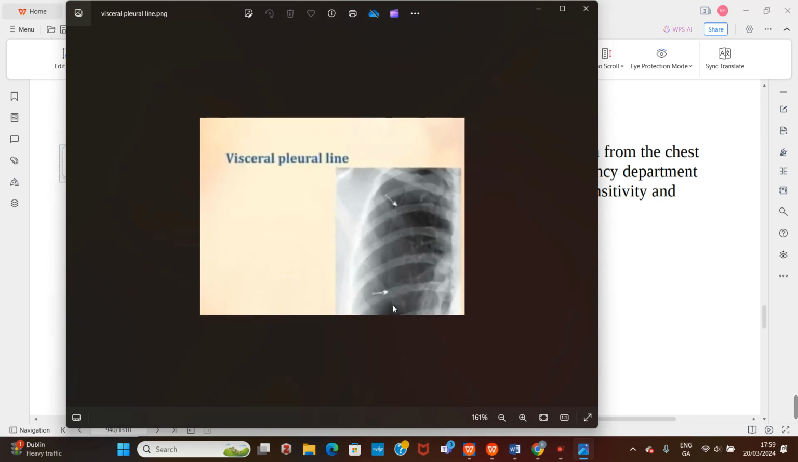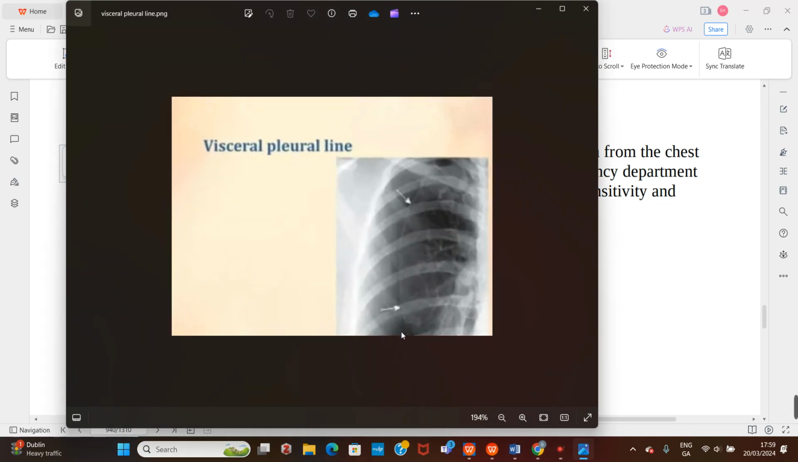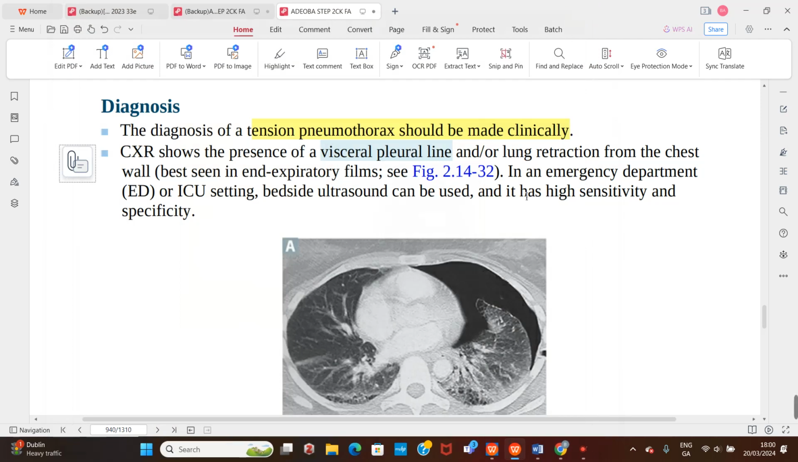Can we see this? Can we see this line? No. Look at this arrow. Can you see this Zoom arrow? Oh, okay, with the arrow. Okay, yeah. This is the visceral pleural line that's going to be very conspicuous.